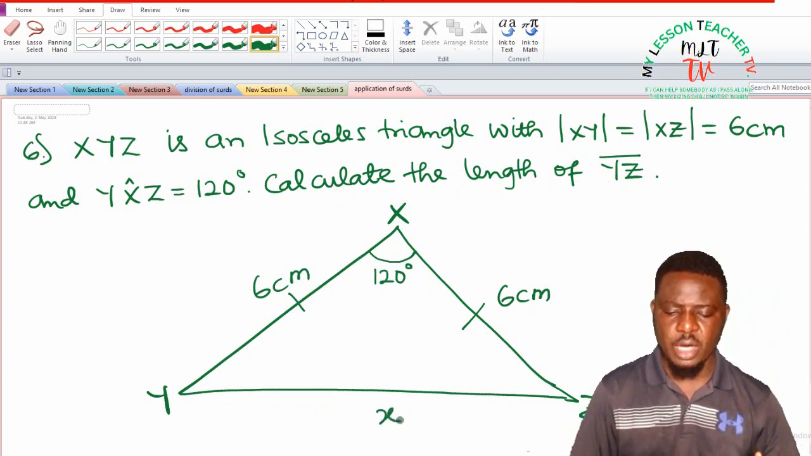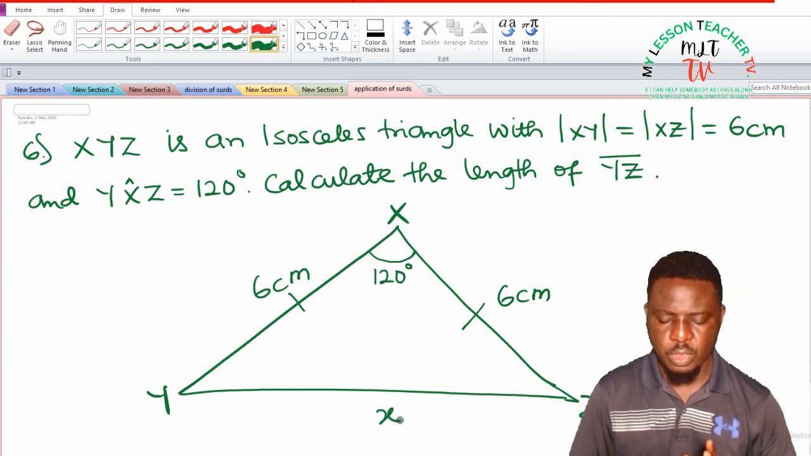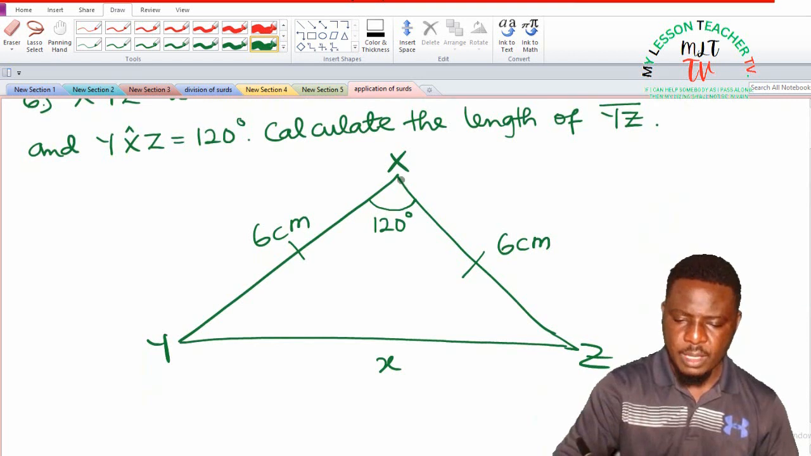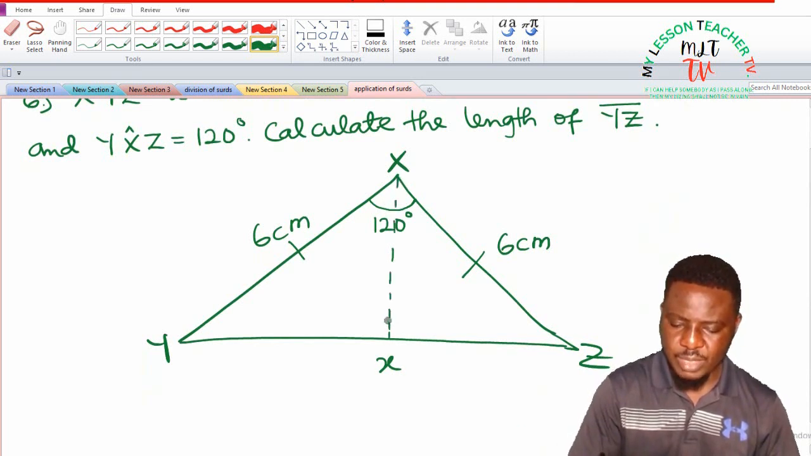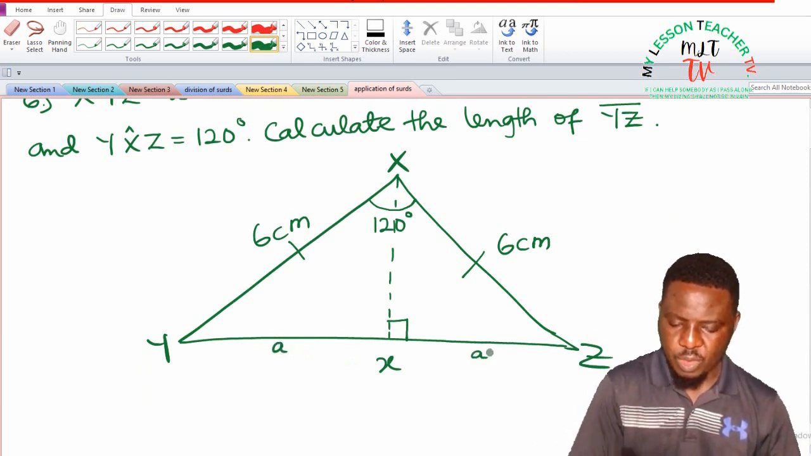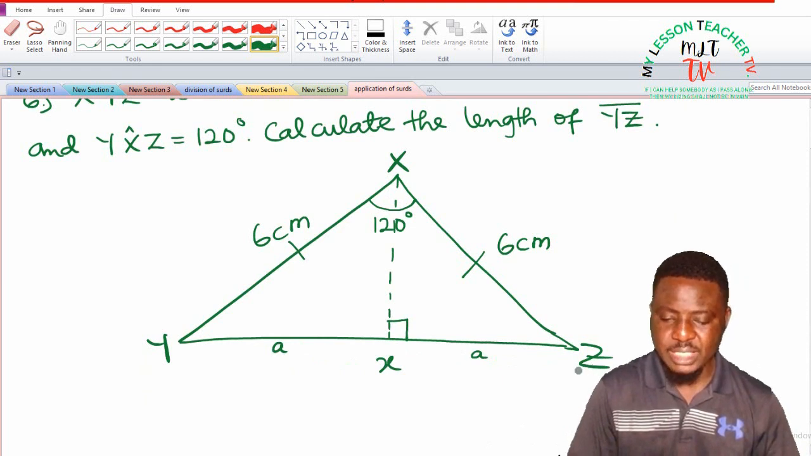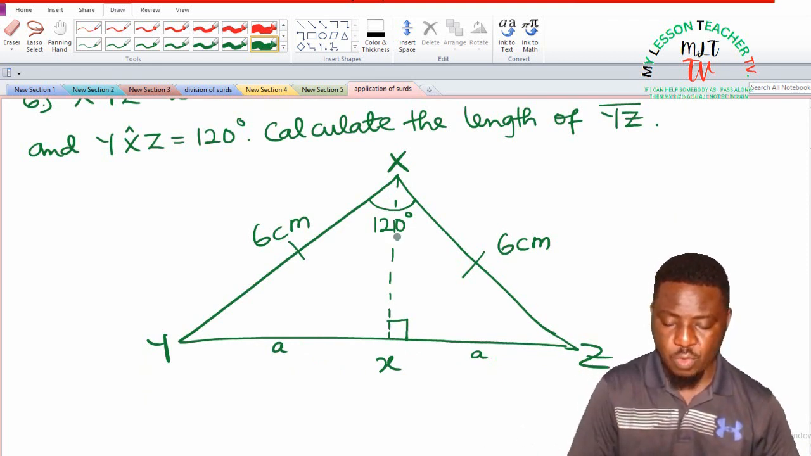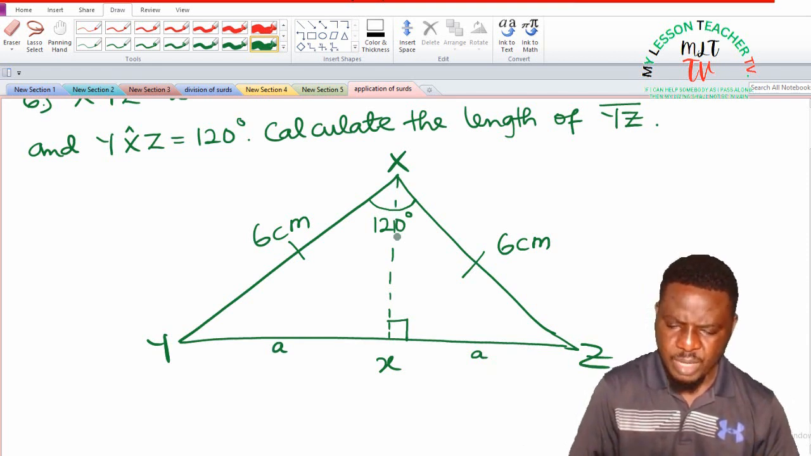So this is an isosceles triangle and is not a right angle triangle. So all you need to do is to draw a perpendicular to bisect angle 120 degrees, making this to be 90 degrees. It therefore means that it has ended up bisecting this into, let me call this A and A, because it has bisected line YZ into 2 equal parts, as well as the angle, because it's an isosceles triangle.